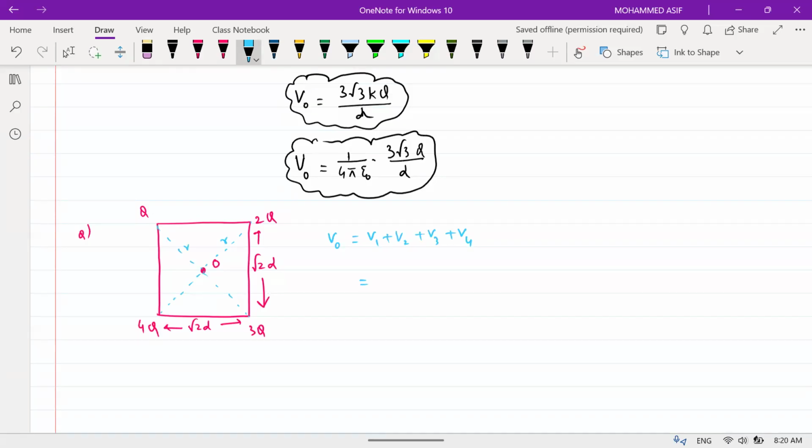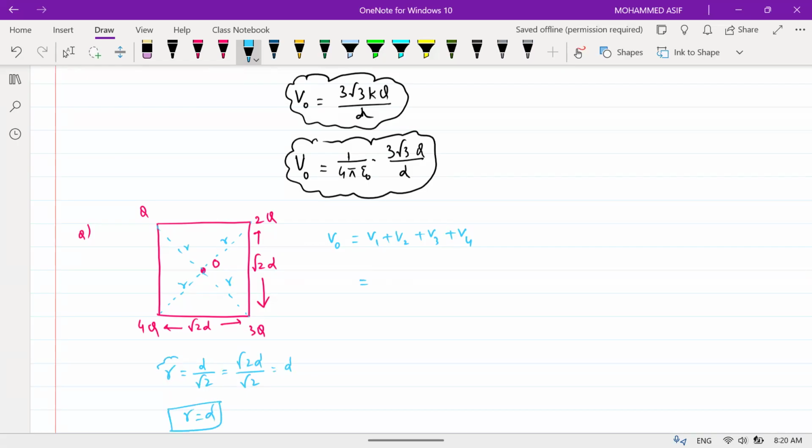I don't know this distance. I'm taking this one as R. Now tell me, in a square, what is the distance R? R is equal to D divided by root 2. D is given as how much for me? Root 2 divided by root 2. So this value will be equal to D. So R value will be equal to D.